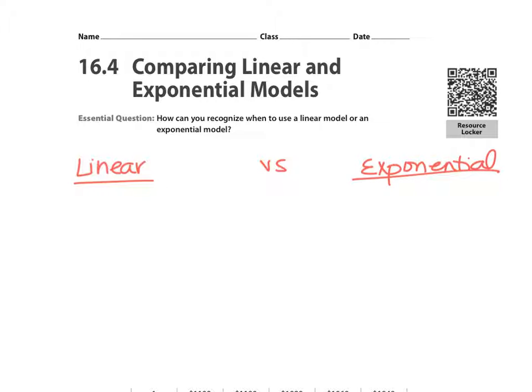So in today's lesson, we're just going to compare what we know about linear versus exponential and figure out in real world examples which one is the better choice. So just remind yourself that linear is when we look at things that are going to be straight lines. And also linears have constant rates of change.